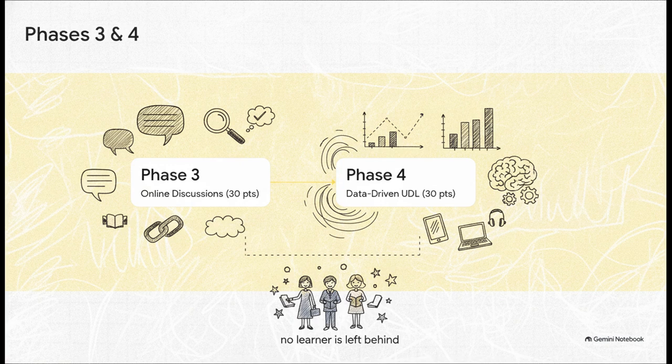Phase 3, also worth 30 points, is all about engaging online discussions. You're going to create 2 discussion activities that actively require your students to research, collaborate, and provide comprehensive feedback to each other. After that, Phase 4 is the data-driven UDL assignment, another 30 points. Remember that student performance data we talked about? This is where you use it to select the exact right UDL strategies and tech tools to make sure absolutely no learner is left behind.